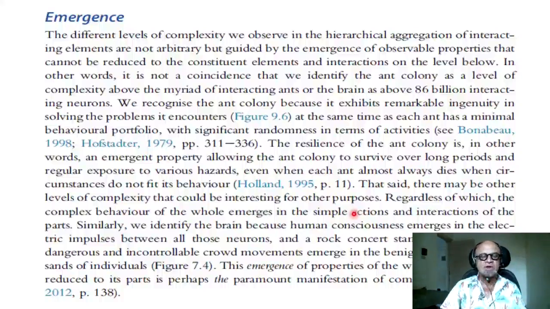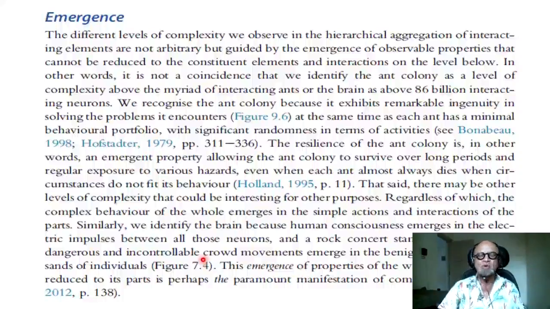That said, there may be other levels of complexity that could be interesting for other purposes, regardless of which, the complex behavior of the whole emerges in the simple actions and interactions of the parts. Similarly, we identify the brain because human consciousness emerges in the electric impulses between all those neurons, and the rock concert stampede because the dangerous and uncontrollable crowd movements emerge in the benign dancing of the thousands of individuals.